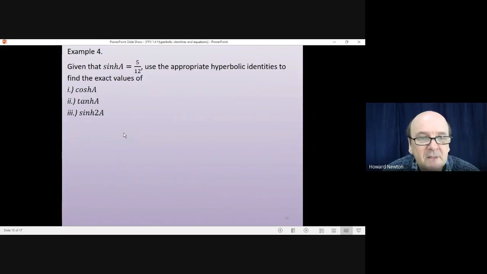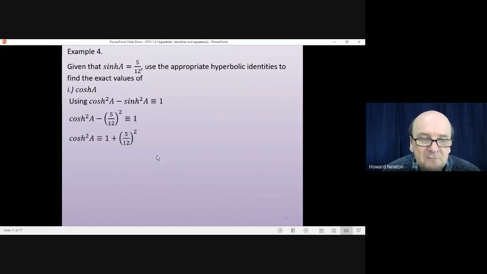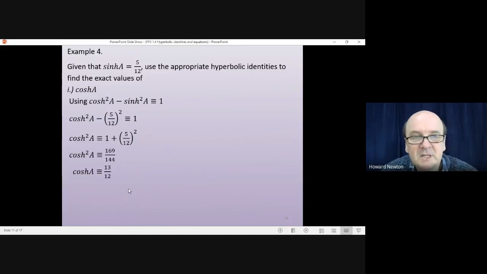Okay, let's have a look. So the first one, cosh a. I think the easiest way to do this is using the identity cosh squared minus sinh squared equals 1, and then substituting in for sinh squared, which gives us cosh squared a minus (5 over 12) squared is equal to 1. Moving the 5 over 12 squared to the other side, and then adding those terms together, gives us cosh squared a equals 169 over 144. Square rooting that gives us cosh a is equal to 13 over 12.